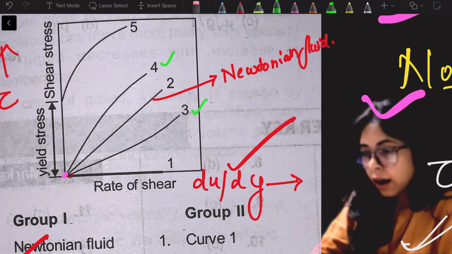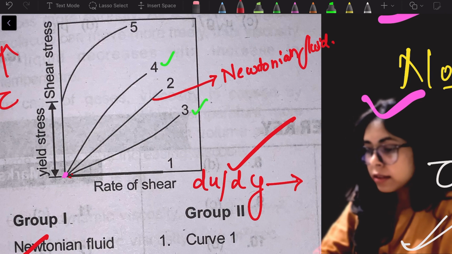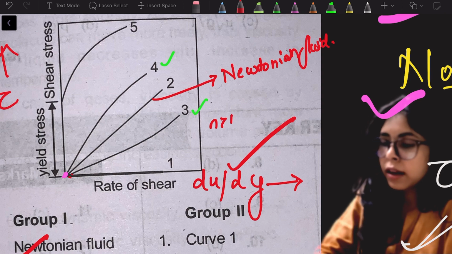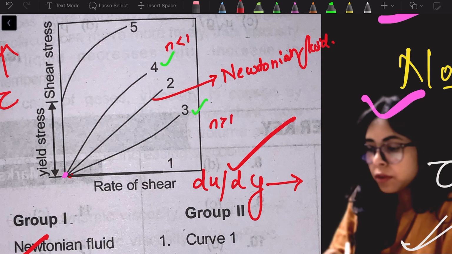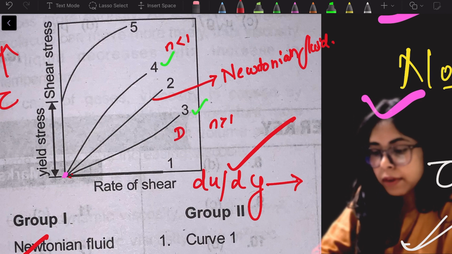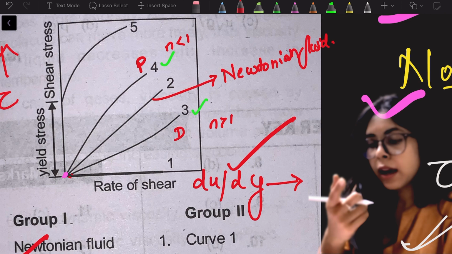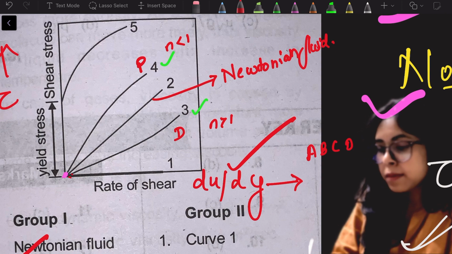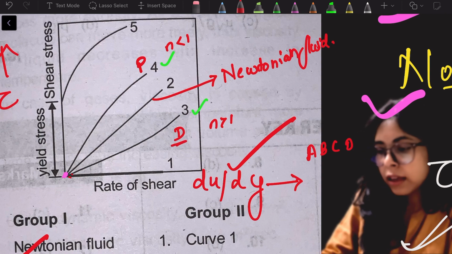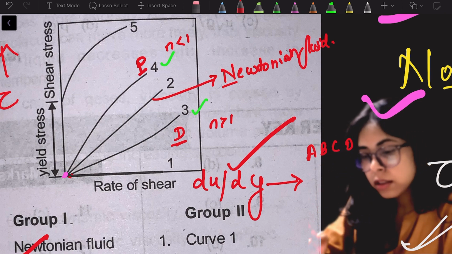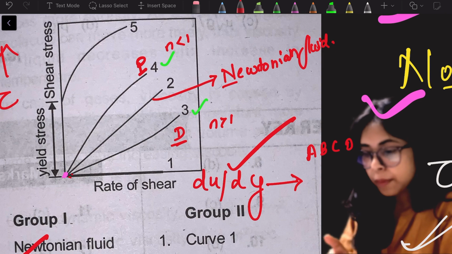How can we see that? Here n will be greater than 1 and n will be less than 1. When n is greater than 1, it is dilatant. When n is less than 1, it will be pseudoplastic. I remembered it in alphabetic order A, B, C, D. D comes first, this is first. N comes after that, P comes after N. So it is pseudoplastic. This is how I remembered it.